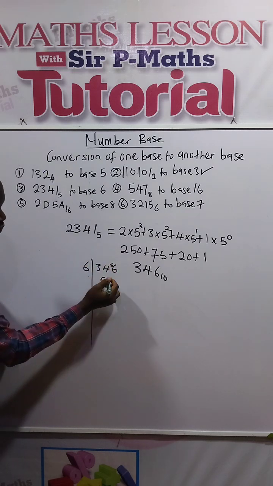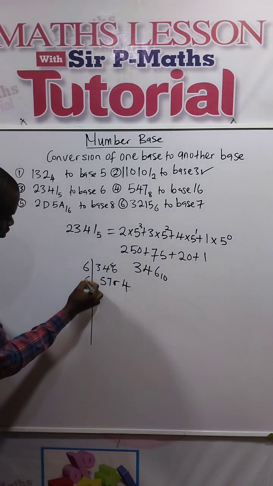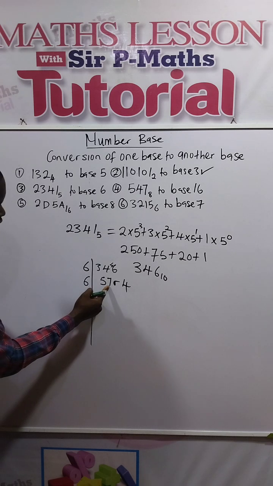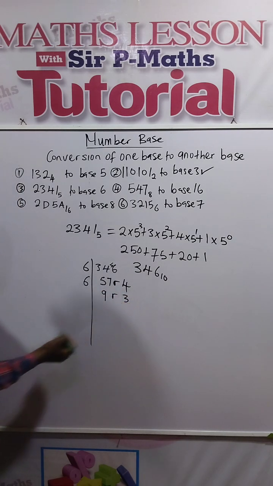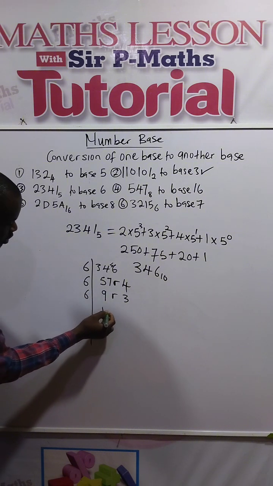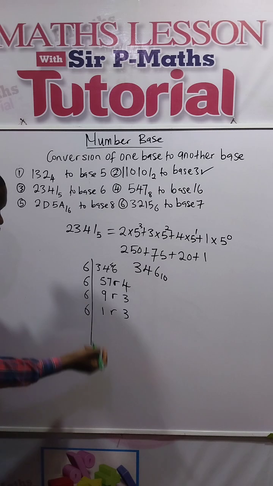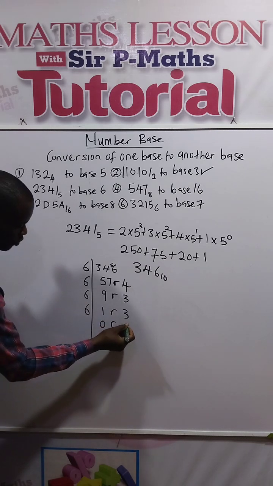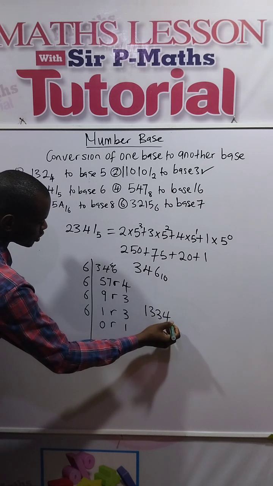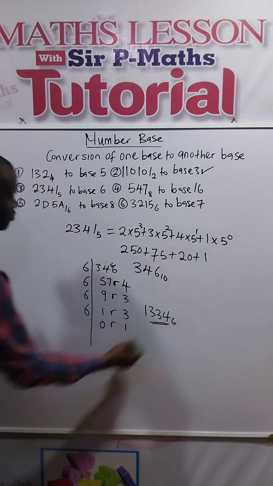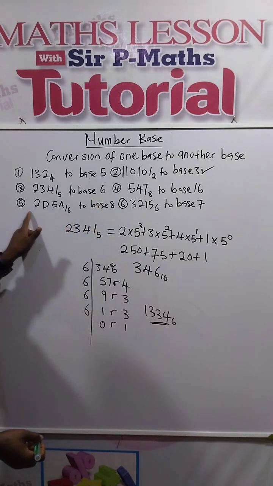6 divided 46 will give us 7, remainder 4. Now we divide again. 6 divided 57 will give us 9, remainder 3. Now 6 divided 9 will give me 1, remainder 3. We divide again. 6 divided 1 cannot go, so you write 0 and carry 1. So the answer becomes 1334 in base 6. Now I'll do the fourth one and do the fifth one.